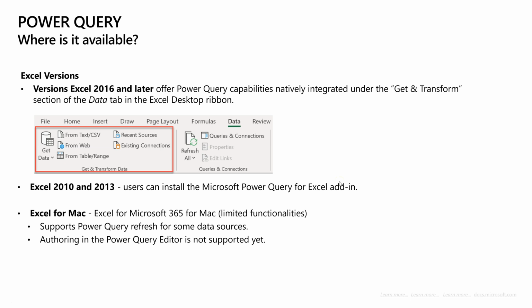Now let's talk about the Excel versions that contain Power Query. Power Query has been available in Excel as a built-in tool since the 2016 version. We can find Power Query in the Data tab under the group Get and Transform Data. For Excel 2010 and 2013, it is also possible to install Power Query as an Excel add-in. Regarding Excel for Mac, Power Query is already available but still with limited functionality when compared to the version for Windows.